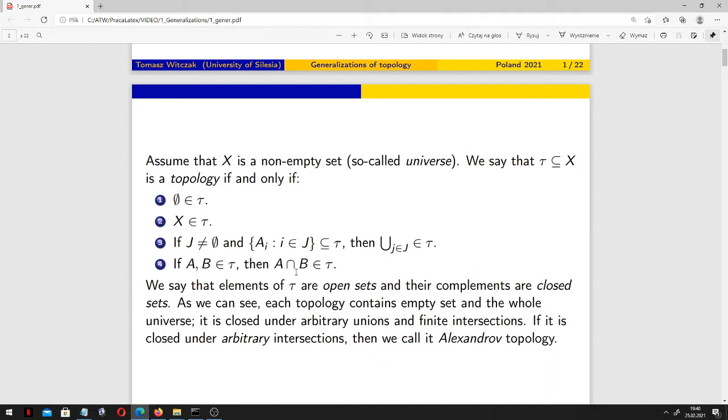We say that elements of tau are open sets. This is one of the most important notions in topology, and their complements are closed sets. As we can see, each topology contains the empty set and the whole universe. Each topology is closed under arbitrary unions and finite intersections. If it is closed under arbitrary intersections, then we call it Alexandrov topology.